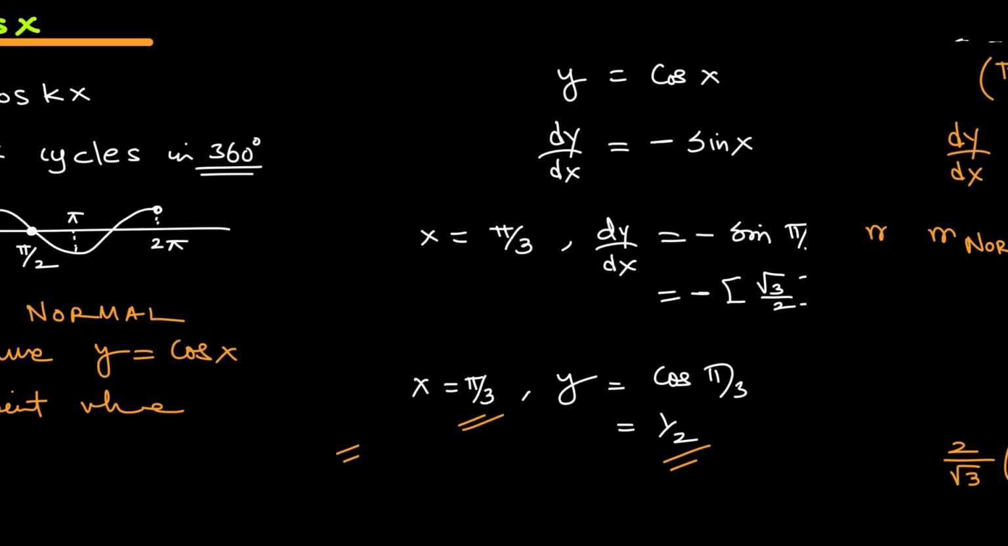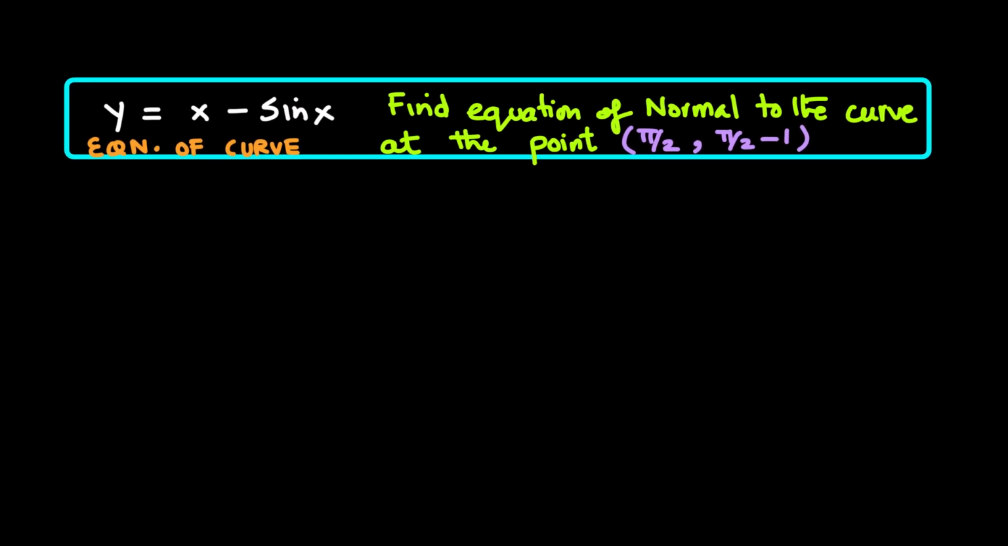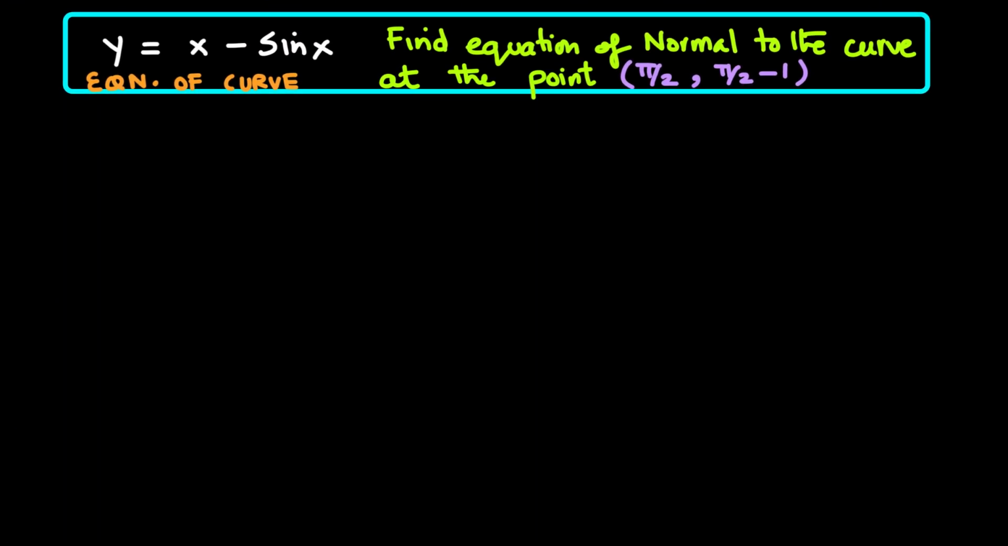Let's do one more question, and that question is this. We have y is equal to x minus sine x. This is the equation of the curve. We are looking for the equation of normal to the curve at the point pi by 2 and pi by 2 minus 1. So this time the x coordinate and the y coordinate are already given. All we have to do is to find dy by dx.